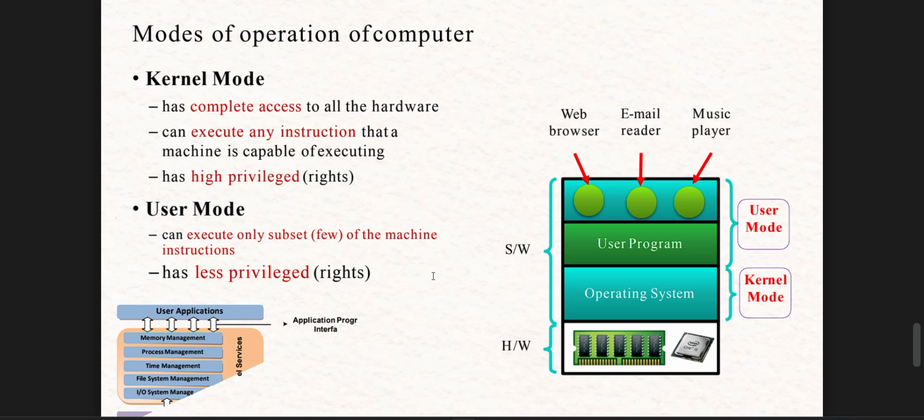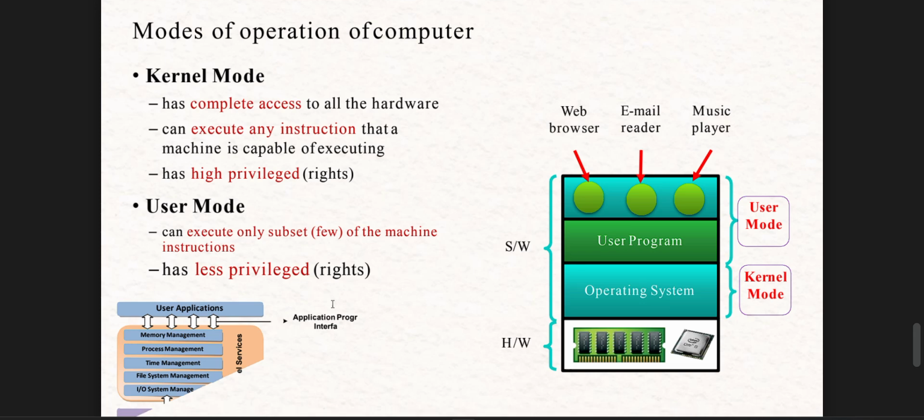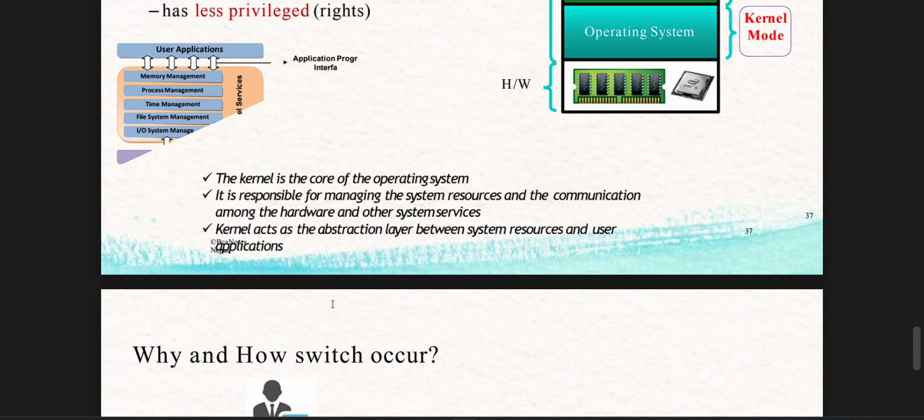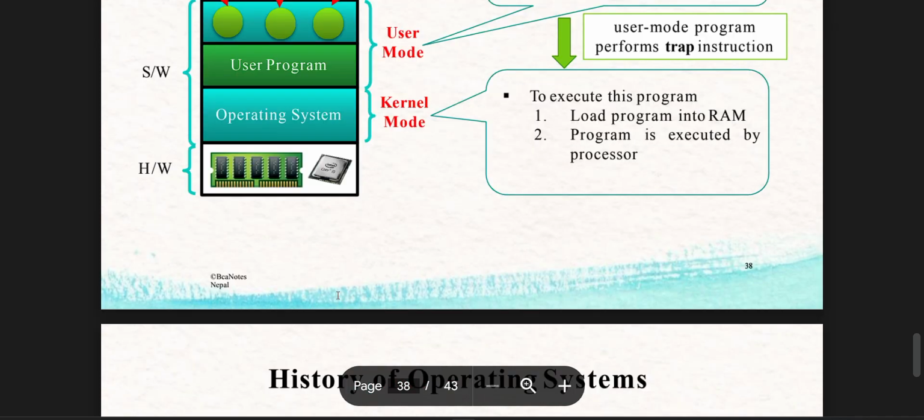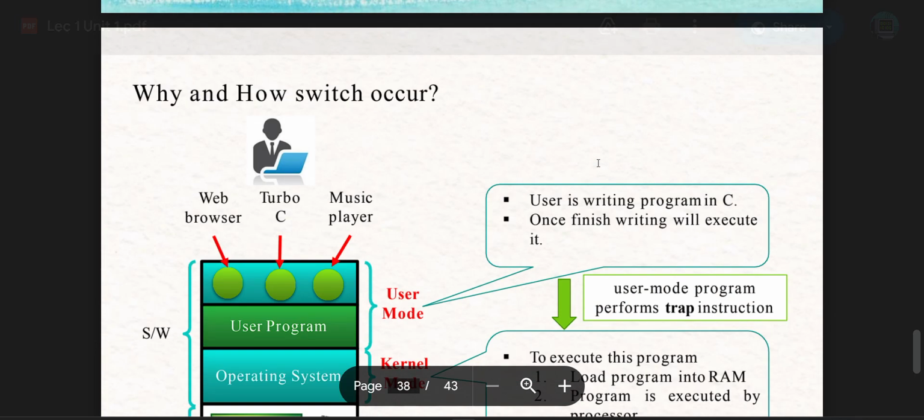Application programs, memory management, process management, time management, file system management, IO system management. The kernel is the core of the operating system. It is responsible for managing the system resources and communication among the hardware and the system services. The kernel acts as an abstraction between the system resources and user applications. How to switch between user mode and kernel mode: web browser, Turbo C, music player, user program, operating system.